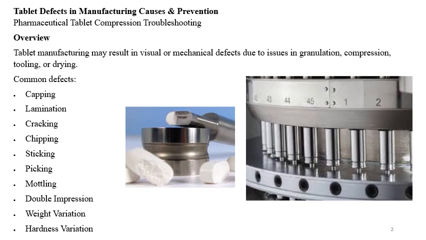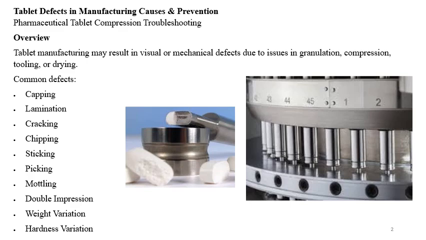So whenever you are manufacturing the tablet, you make the granules, you make the lubricated blend by different techniques like dry granulation, direct compression, roller compaction, wet granulation, or top spray granulation. And then you make the lubricated blend, and then this blend is loaded into the compression machine, and then you make the tablets. The tablet manufacturing may result in visual or mechanical defects, maybe because of the issues in the granulation, maybe because of the issues in the compression, then tooling, drying, and many other defects.